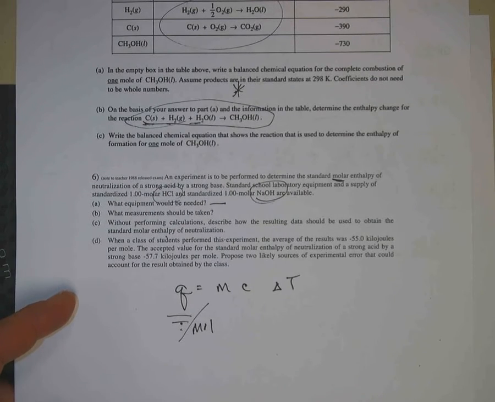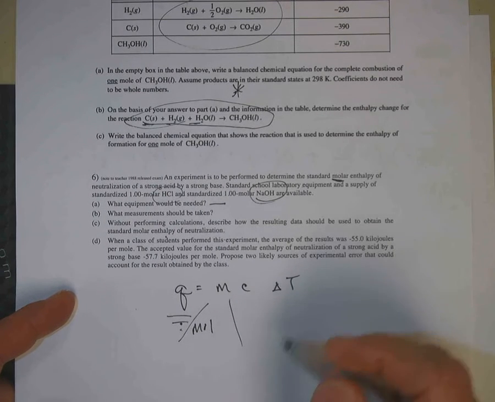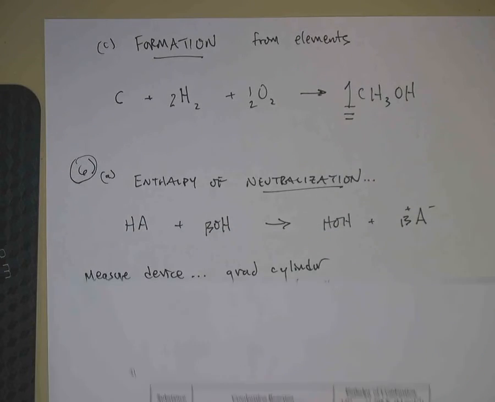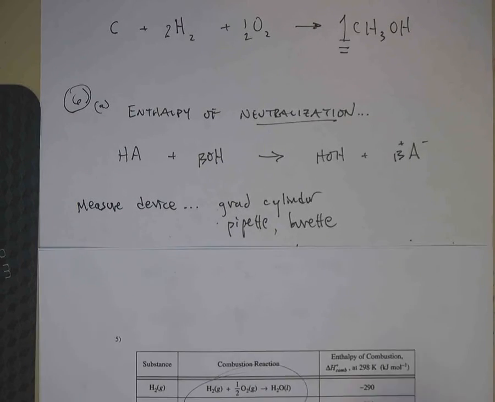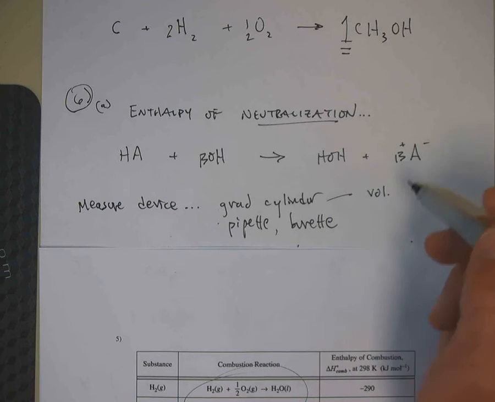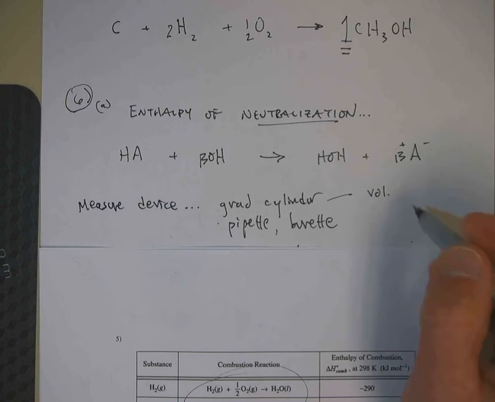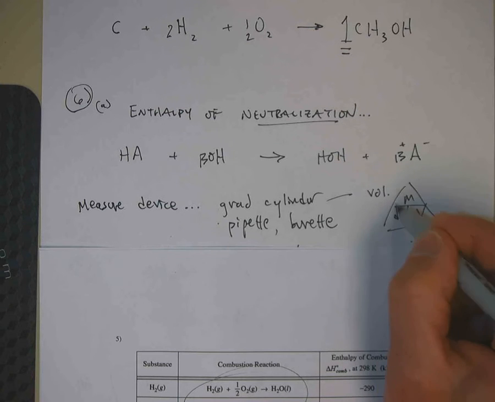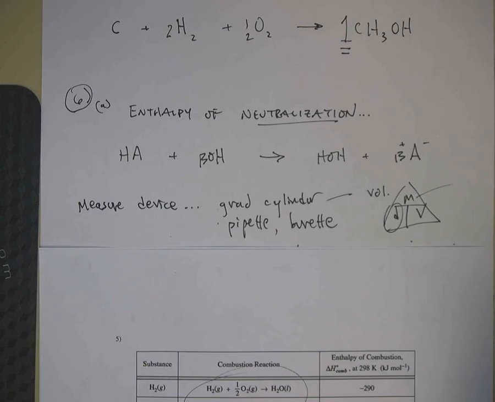So what equipment would be needed? Well, I'd need to find the mass. I'd need to find the temperature change. And so my measurements would have to be a graduated cylinder to measure out the volumes of each, the acid and the base. If I knew that the density was the same as water, which is 1, then I could calculate the masses of each.